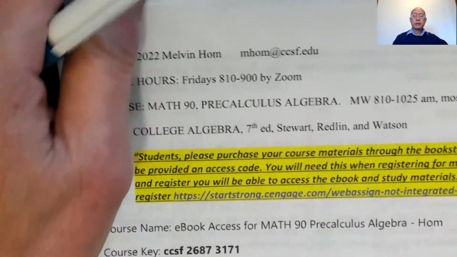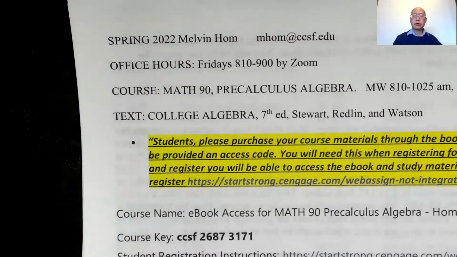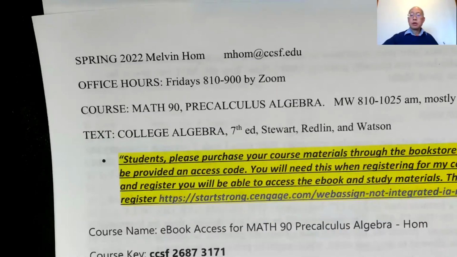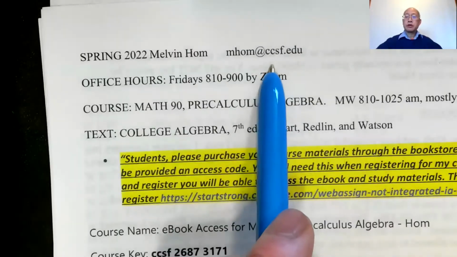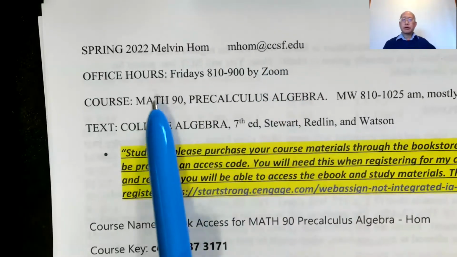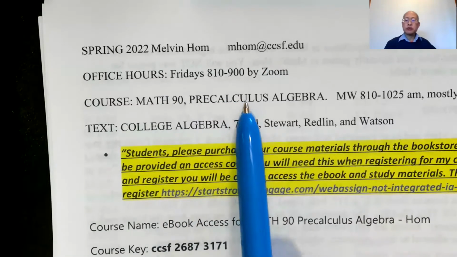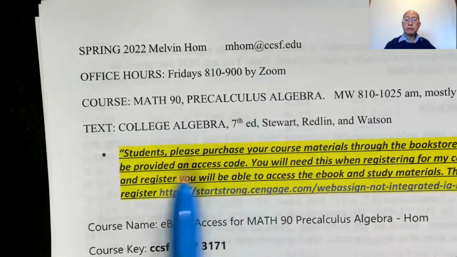All right, so this is the syllabus. You got an email about this, or you see it on Canvas announcements. All right, so there's my email address. You communicate with me that way. Office hours are Fridays from 8 to 9 by Zoom. I'll give you the Zoom link later.